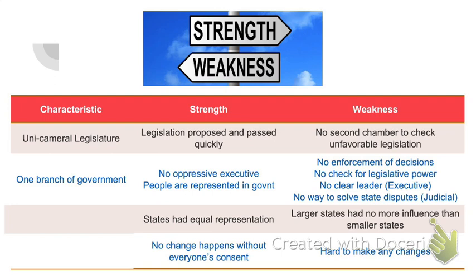Anyone know? What are the 3 branches of government we have now? Executive. Judicial. Legislative. Good. During the Articles, only the legislative branch existed, which was good because they got what they wanted. There wasn't a president to be oppressive to the country, the states. And everyone was represented in Congress because each state had a representative in Congress.